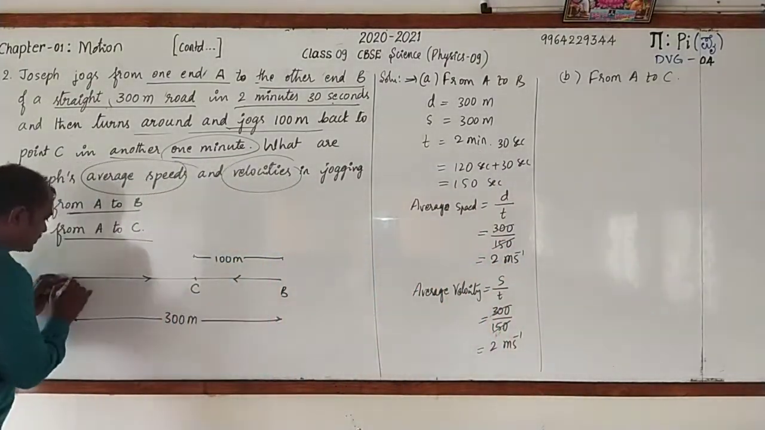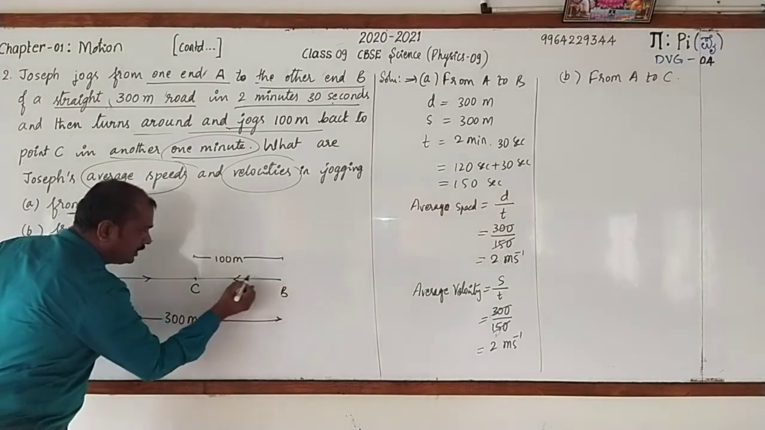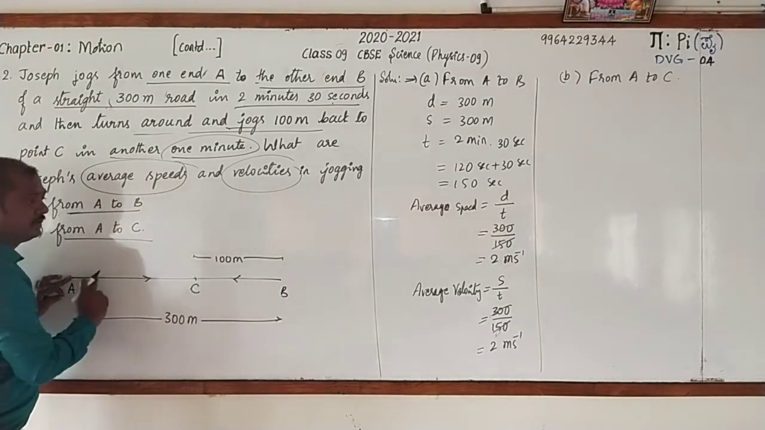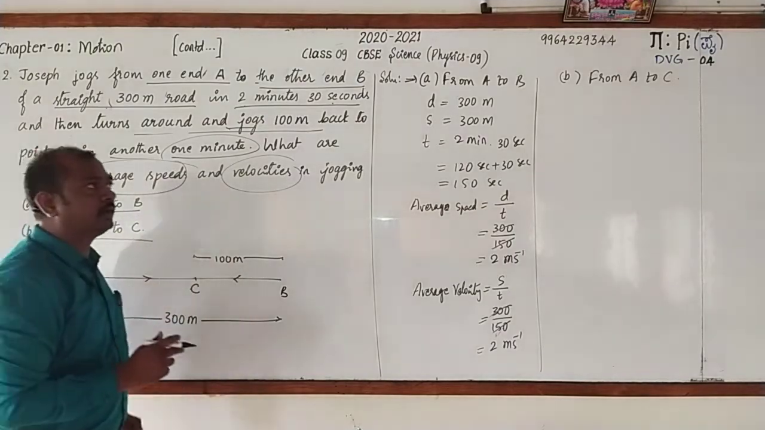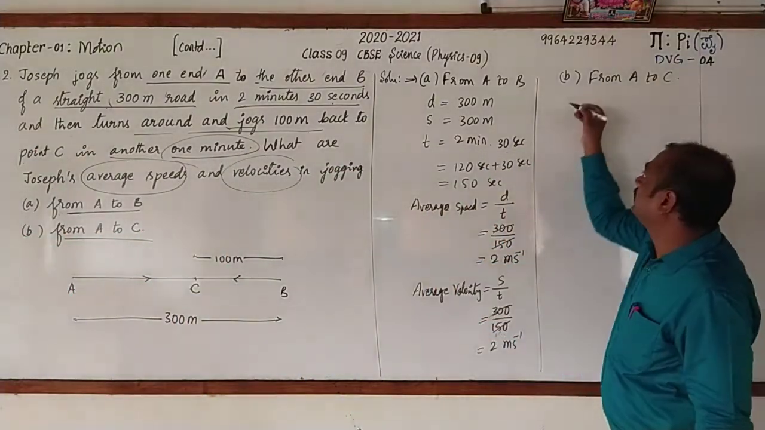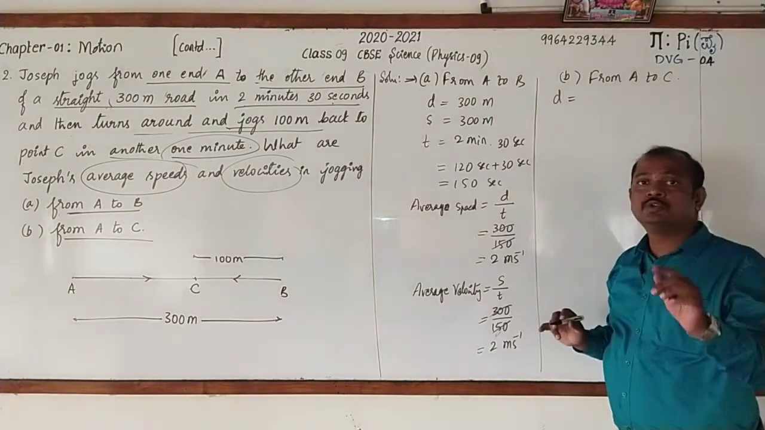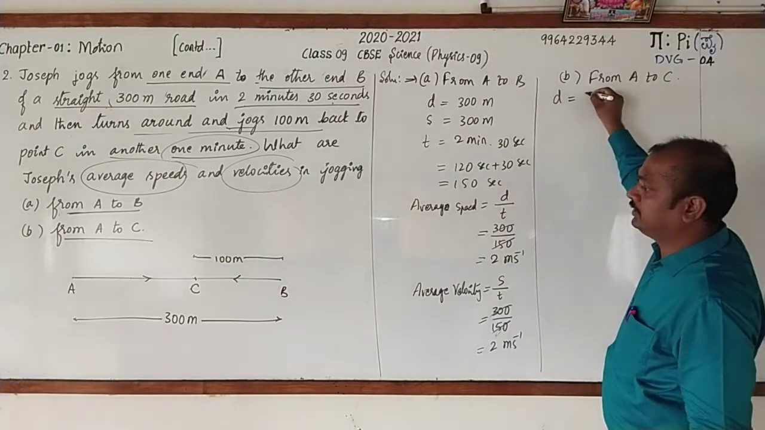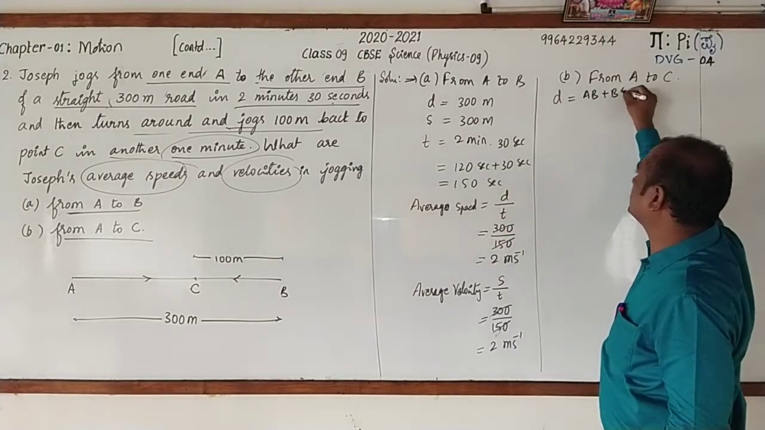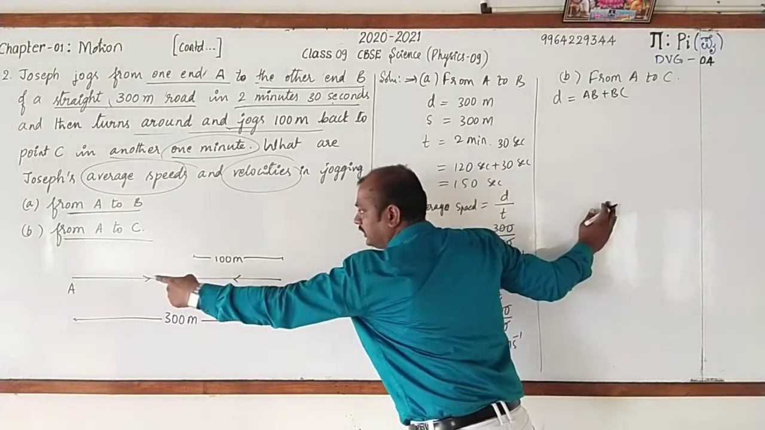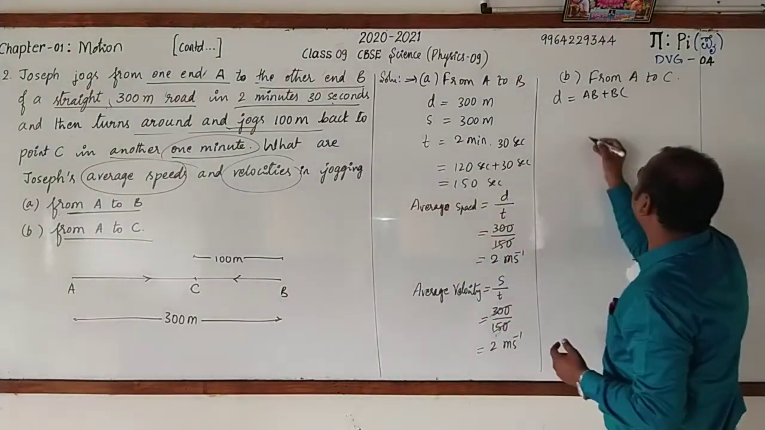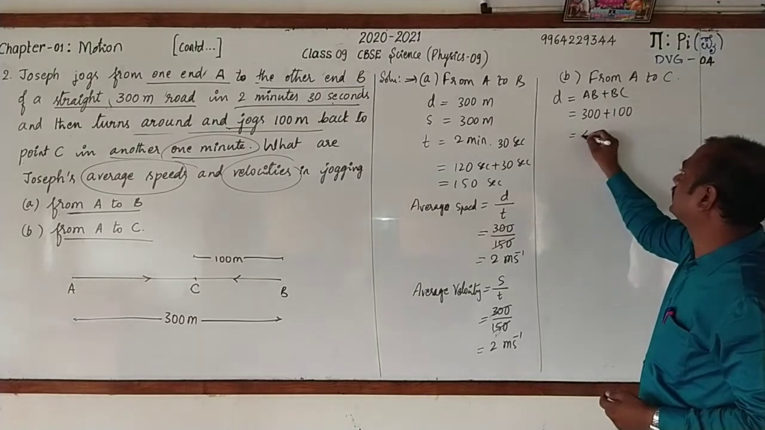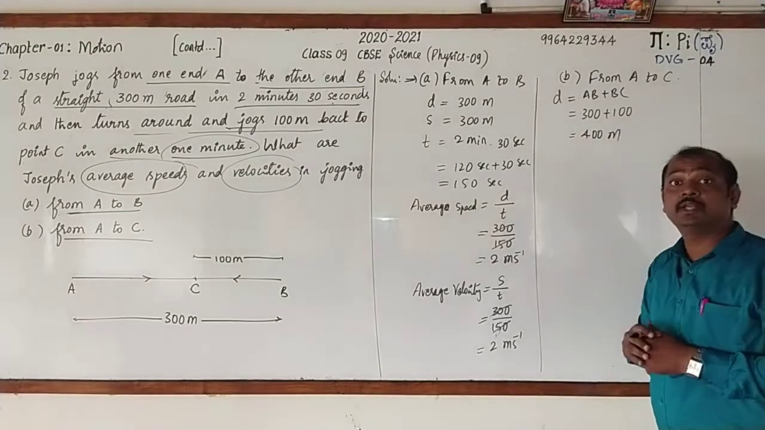Just observe. First he moves from A to B, then he comes back to C. A to B is 300, B to C is 100. So 300 plus 100, 400, right? For writing the distance traveled by Joseph from A to C, here I'll write it is AB plus BC. For the sake of understanding, I am writing in detail. AB plus BC, where AB is 300, BC is 100, altogether it is 400 meter.